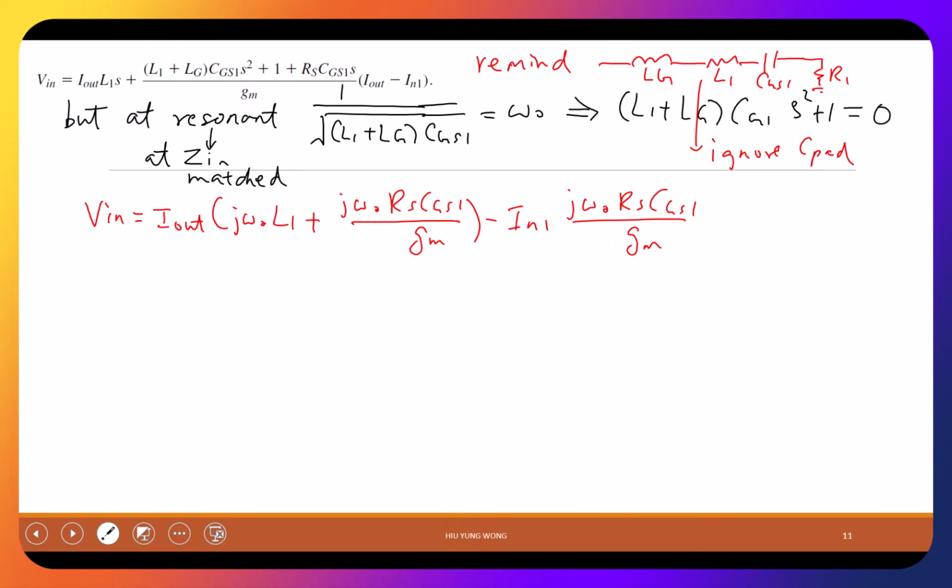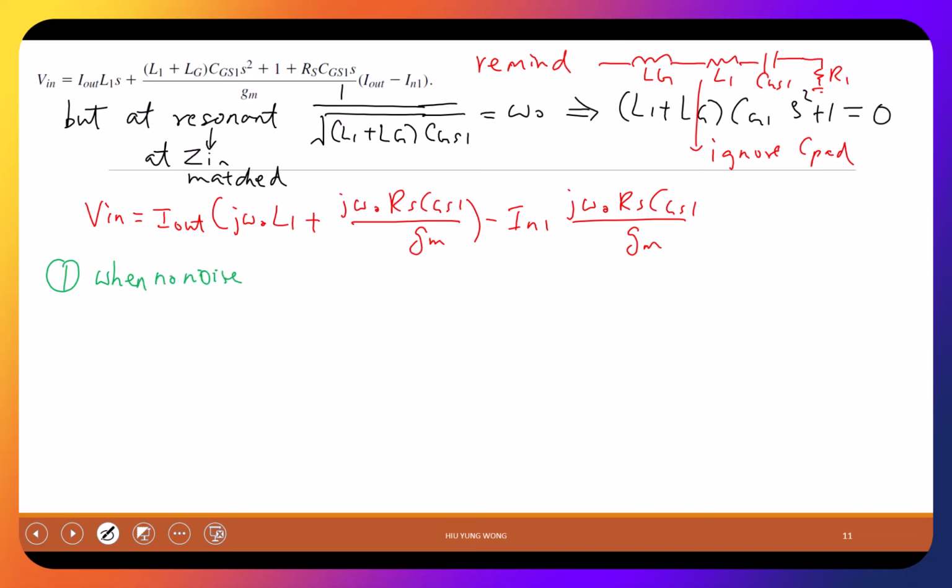So what we have done is just express V in in terms of I out and IN1 at the same time, at resonance. We designed it, and we only care about the frequency that we want, our operating frequency. Then we are going to do it one by one. Okay, now, when no noise.